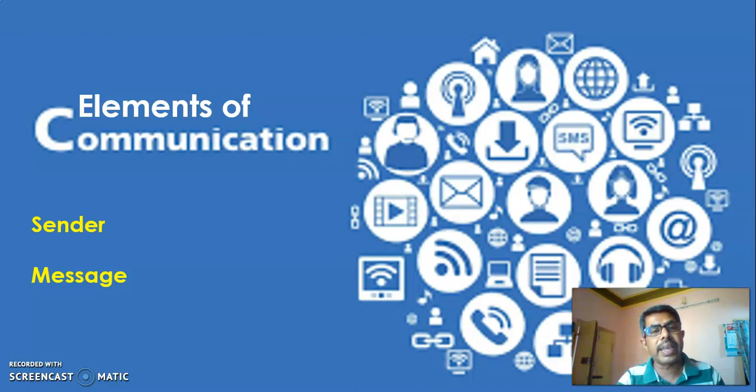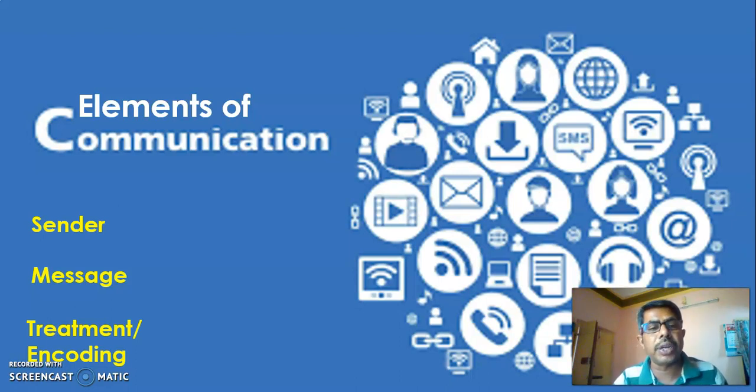The second important element is the message. And the third: we have to convert the message in order to reach you, the student, or the audience. We have to treat the message in such a way that it reaches the audience most effectively. We often call this encoding. We encode the message in order to improve the receivability of that message.